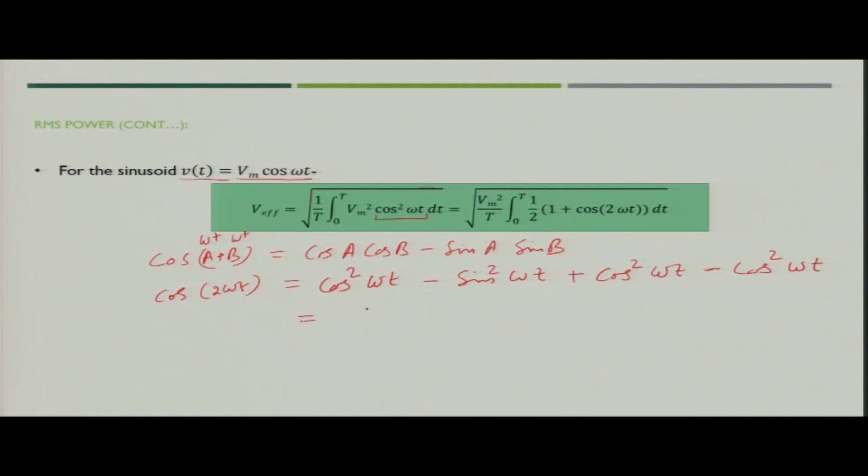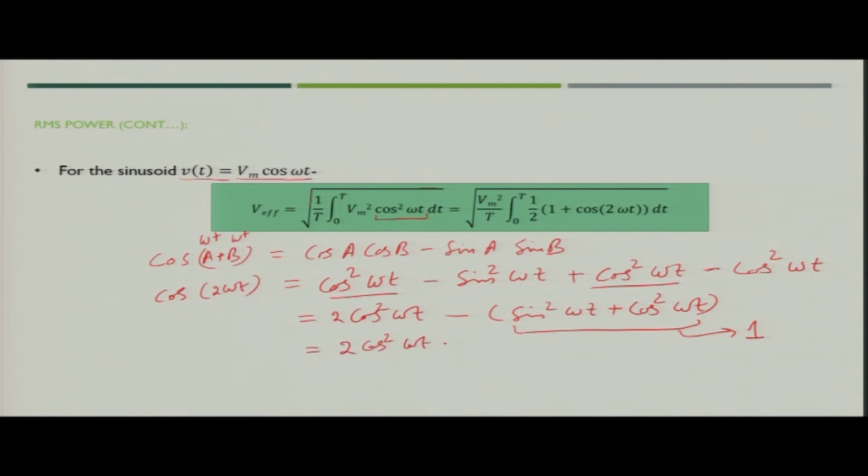Now, what you will do? You add these two terms, it will become 2 cos square omega t minus sin square omega t plus cos square omega t. Now, if you see this expression, the value of this expression is 1. So, this will simply become 2 cos square omega t minus 1. Now, if you rearrange, what you will get? Cos square omega t is nothing but 1 plus cos of 2 omega t divided by 2. So, this value which we have just derived, you can put in place of cos square omega t.